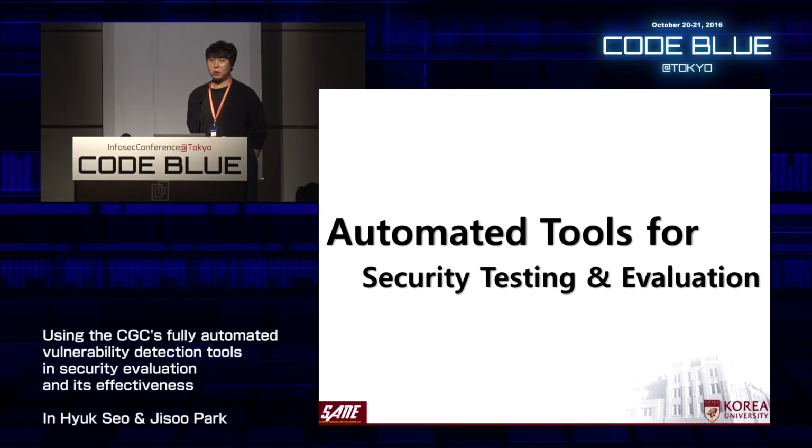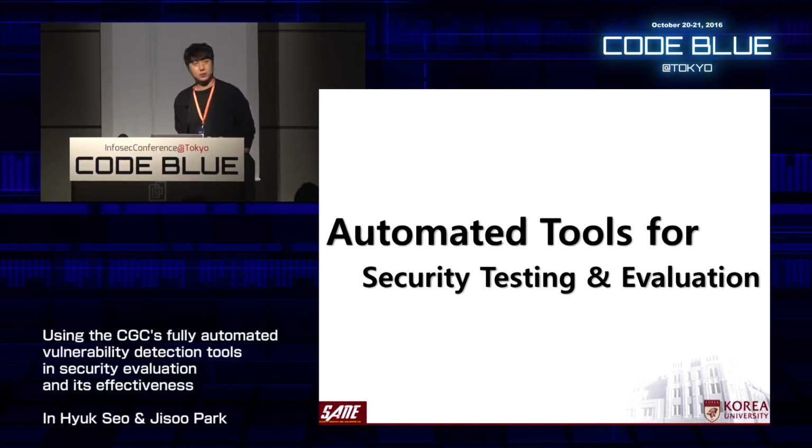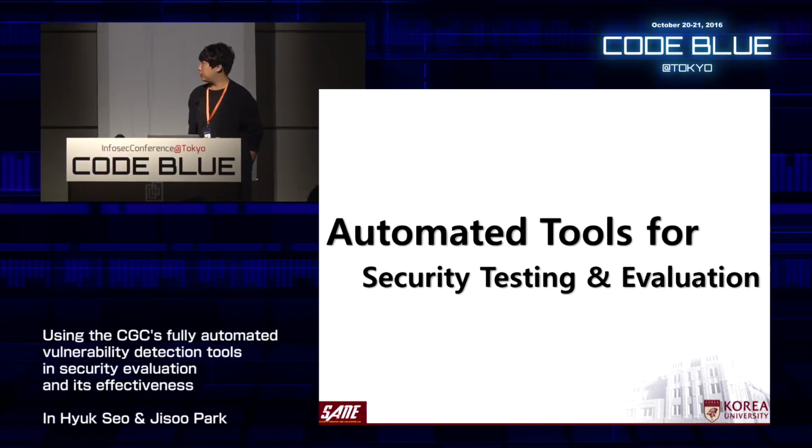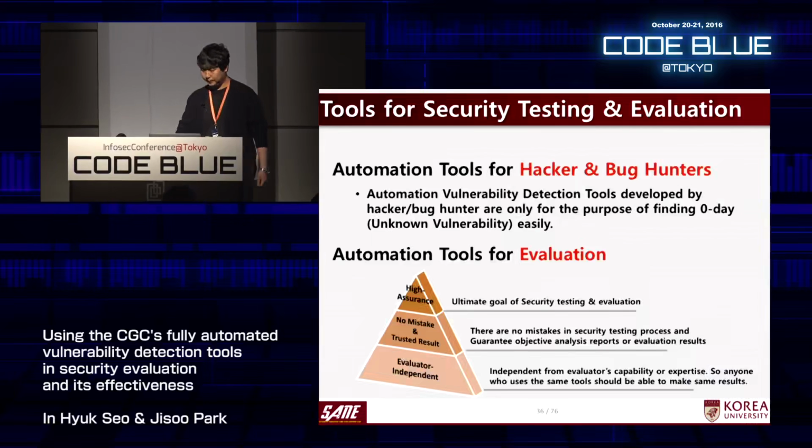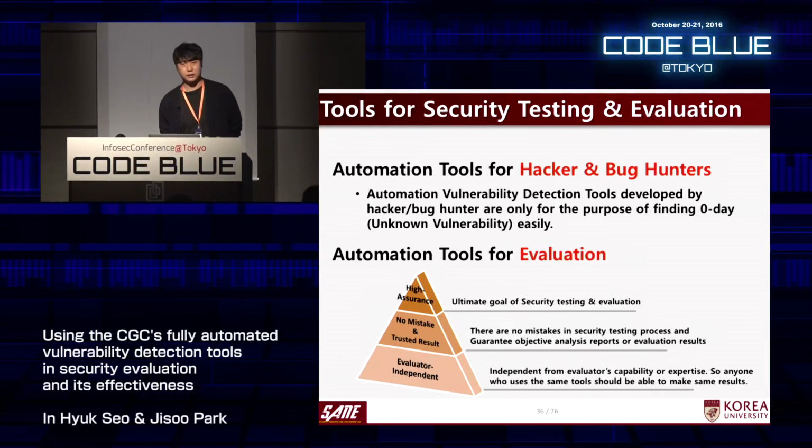In fact, the meaning and goal of automated tools for hackers and bug hunters, and the meaning and goal of automated tools for security evaluation, are clearly different. Let's talk about that in more detail. Hackers and bug hunters apply automation techniques to vulnerability detection tools for finding unknown vulnerabilities, like 0-days, more easily. But in security evaluation, automated tools are used to achieve the goal of evaluation. Then, what is the goal of security evaluation?